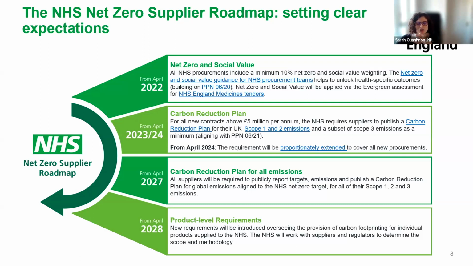It doesn't mean that we're not going to do anything on product between now and 2028. It's just that given the scale and the diversity of the products that we buy, it was a bit difficult to start with requirements at product level, and it was much easier to start with requirements at company level, which is why we started with those carbon reduction plans. So I'm just going to give you a bit more detail on what all of these mean. Starting with net zero and social value.